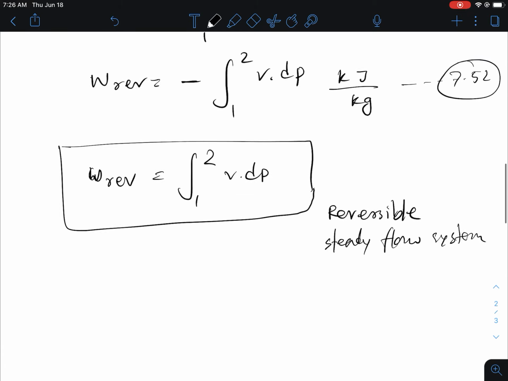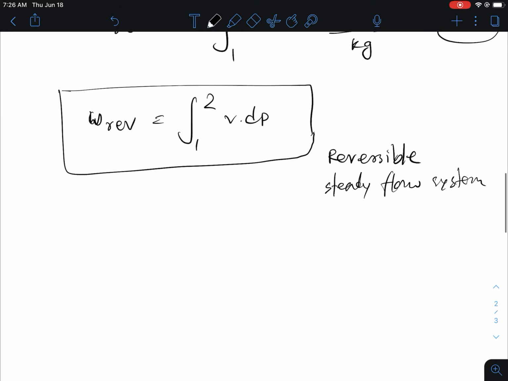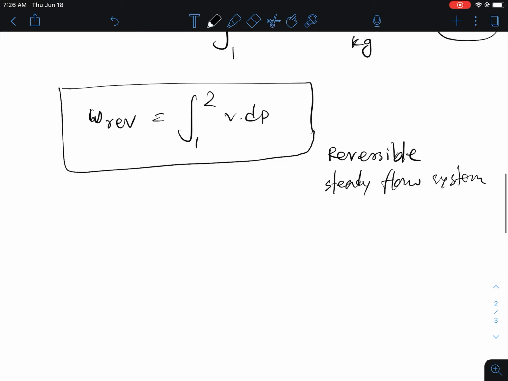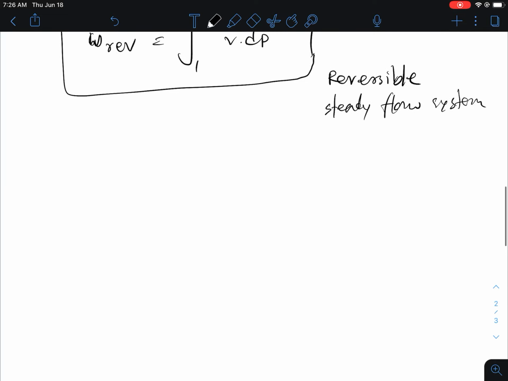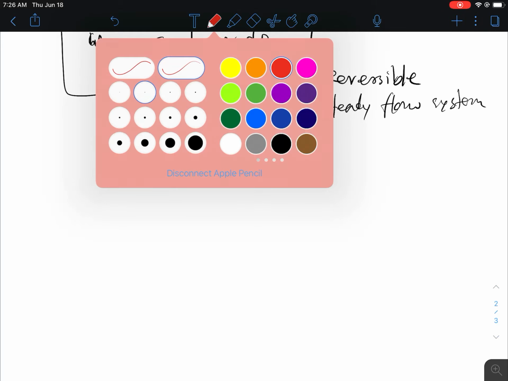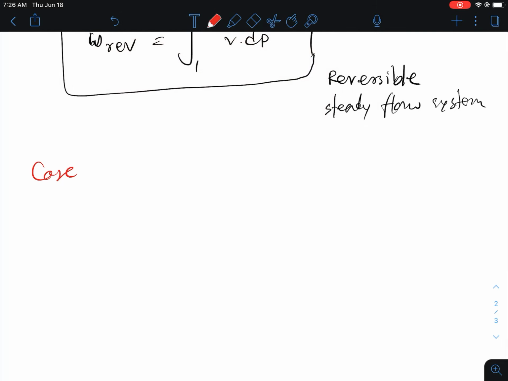That means that system is continuously taking mass and continuously delivering or discharging that mass flow, right? So this is the work done by this type of steady flow system. So now let's consider some special cases.